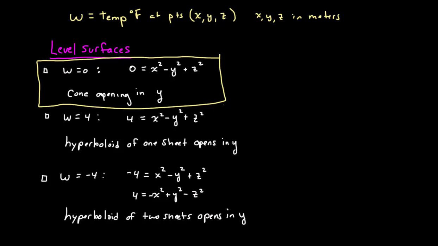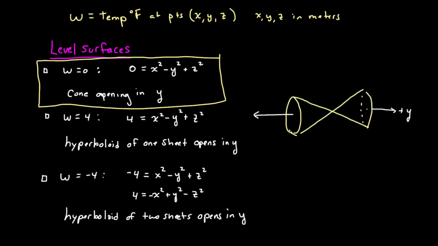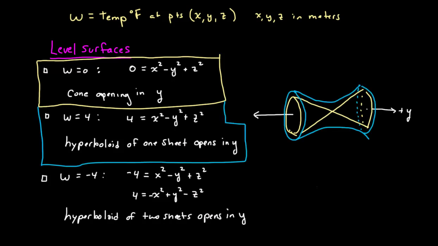Let's take a look at some of these level surfaces graphed together. First, I put a yellow box around the cone, so let's draw that first. So there we have the cone. Next, we have the hyperboloid of one sheet, which resembles a nuclear tower. And finally, I have the hyperboloid of two sheets, which I've drawn in red.